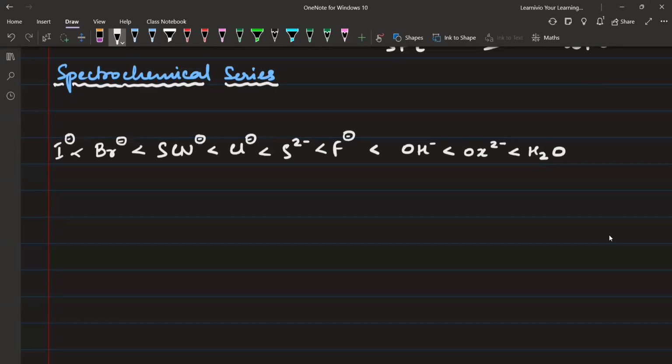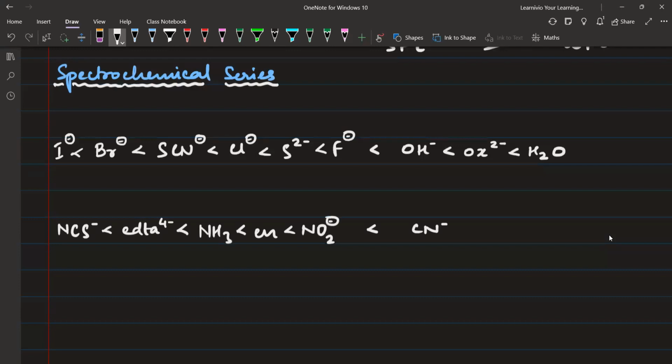Then comes NCS negative. Please don't write now, okay? EDTA 4 negative, NH3 ammonia. Then you have ethylenediamine. Then you have NO2 negative. All of these are known as nitrogen donors. After that, you have CN negative, and the maximum is carbonyl CO. These are known as the carbon donors.